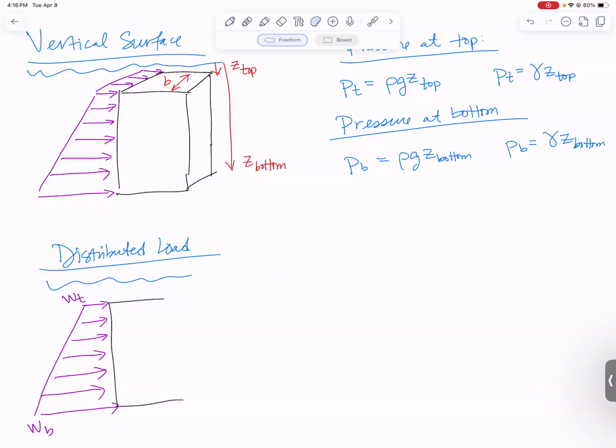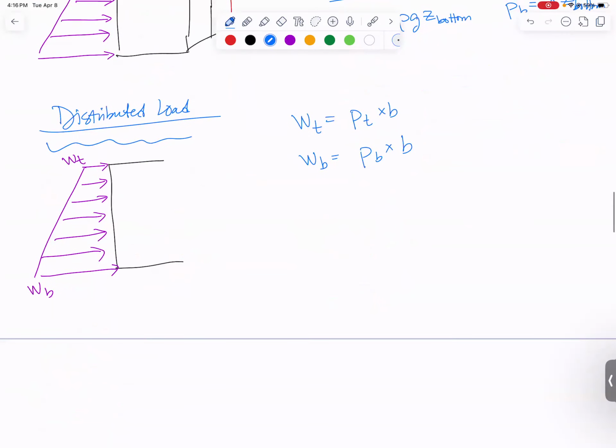Do you remember how we did this before? Distributed load is just pressure times this breadth, this distance into the page, which I labeled B. So for the distributed load at the top, it's just pressure at the top times B. And distributed load at the bottom, well, that's just pressure at the bottom times B.